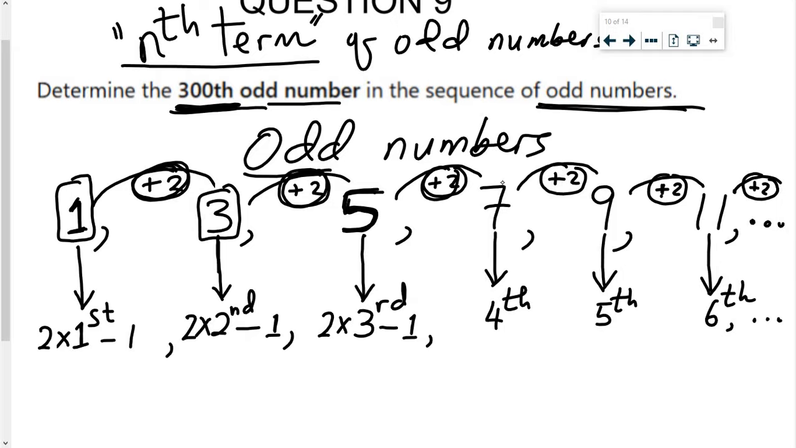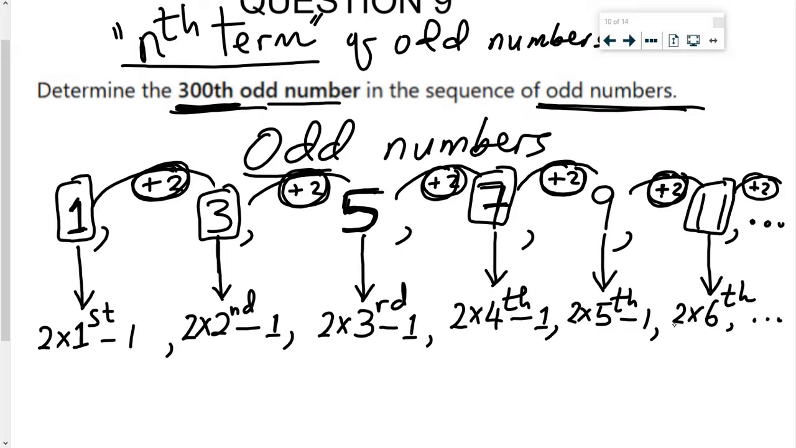How about this one? How do we get 7? Take these 2 into 4. 2 into 4 is 8, but we were hoping to get 7, but we got 8. How do we get 7 out of 8? You have to minus 1. Likewise here, this 2 into 5 is 10. How do we get 9 out of 10? You have to minus 1. Likewise, this will be the same thing. 2 into 6 is 12. But we're expecting to have 11. How do we get 11 out of 12? You have to minus 1.